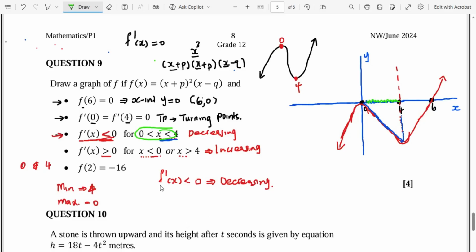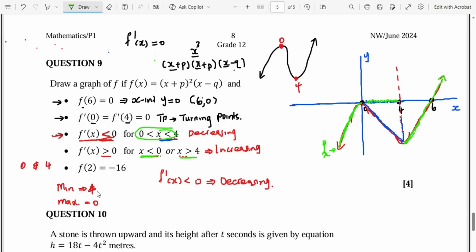And then this part, x less than 0, is increasing. If you are moving from left to right, you see that the moment you go through this part, you are up the slope, so you are increasing. And then x greater than 4 is also increasing. From 4 going up, you are increasing. I hope you guys get this one, but if you don't, it's okay.